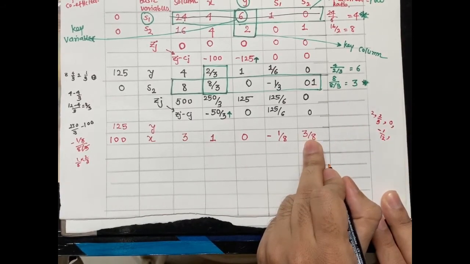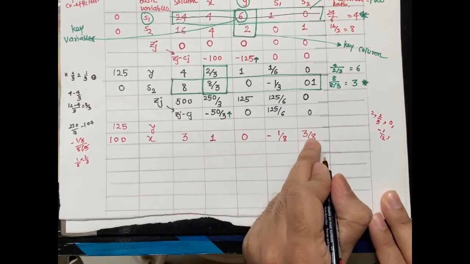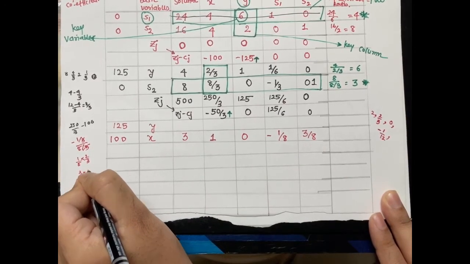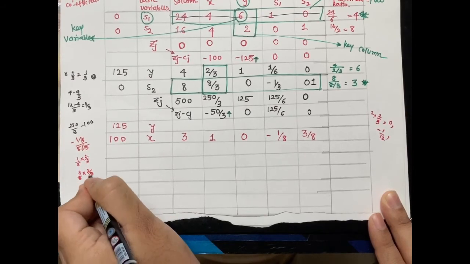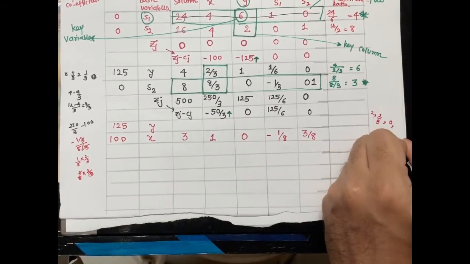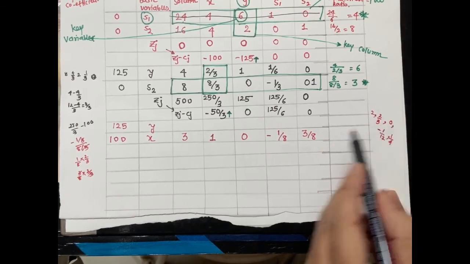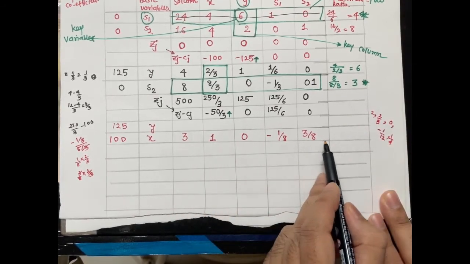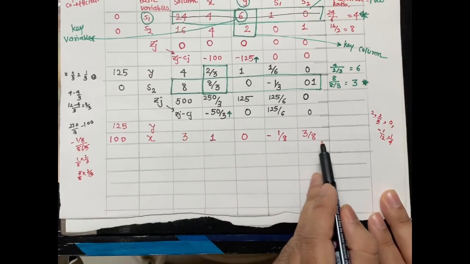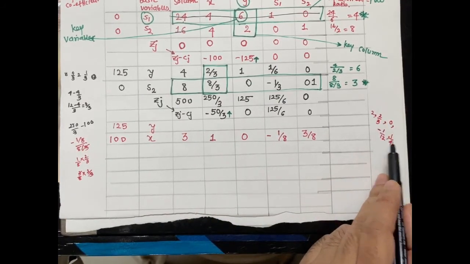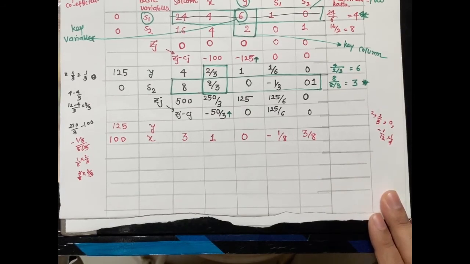3 by 8 is multiplied by 2 by 3. So 3 by 8 multiplied by 2 by 3, the 3 gets cancelled out. It gives me 1 by 4. So I have multiplied this entire row by 2 by 3, and the corresponding values are mentioned here.